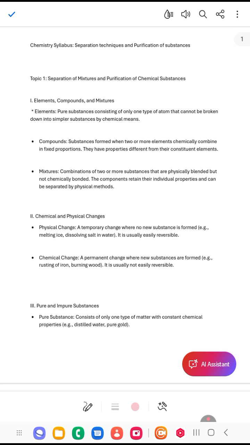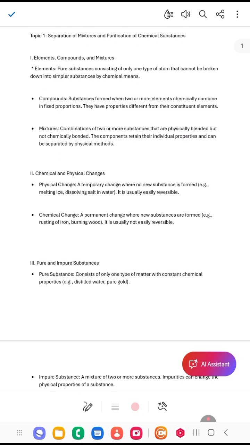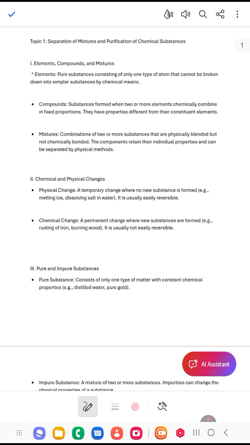So now let's look at element, compound, and mixture. Elements are pure substances that consist of one atom that cannot be broken down into simpler substances. Elements are substances that cannot be broken down into simpler units by ordinary chemical process. So that's the thing about elements.